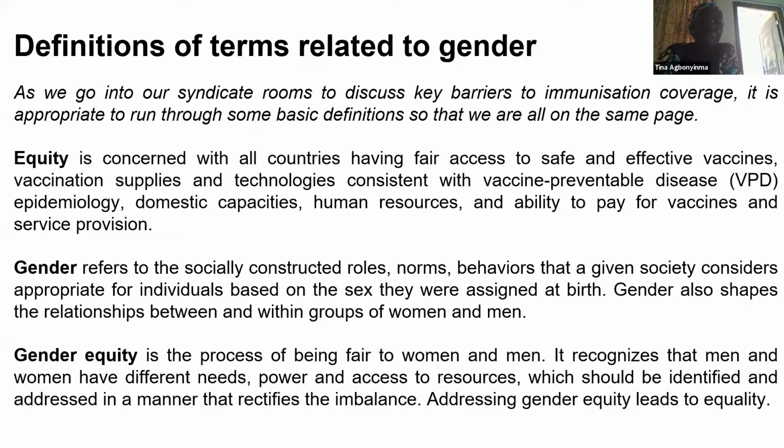Then gender refers to the socially constructed rules, norms, and behaviors that a given society considers appropriate for individuals based on the sex they were assigned at birth. Gender also shapes the relationship between and within groups of women and men.